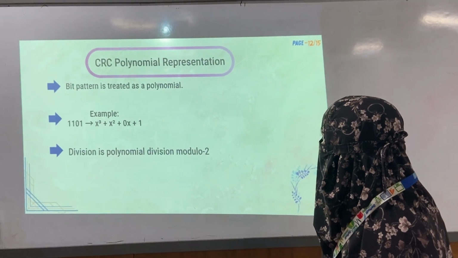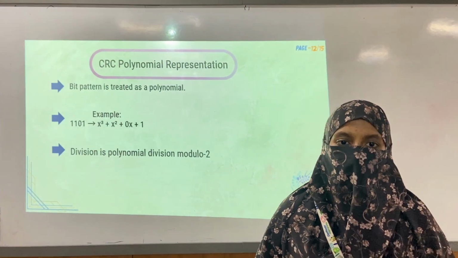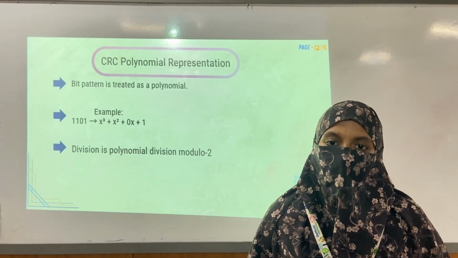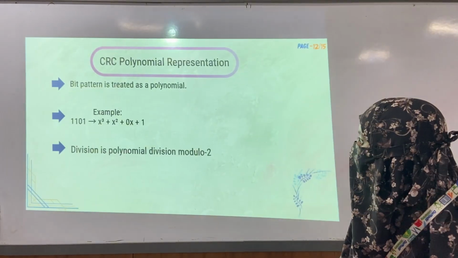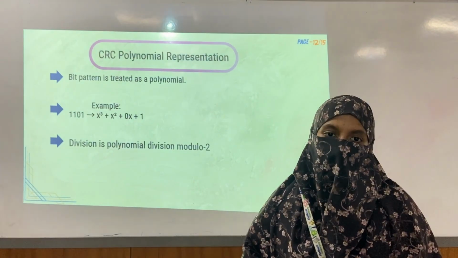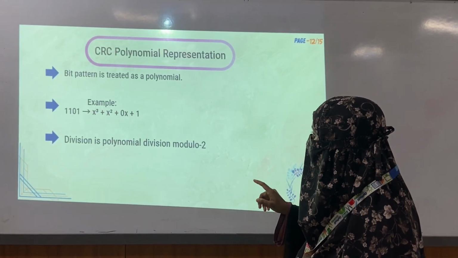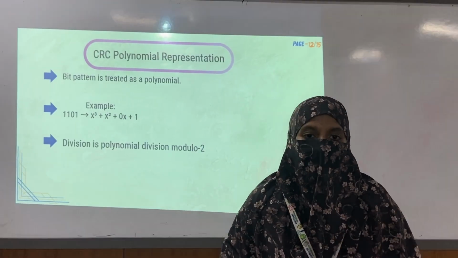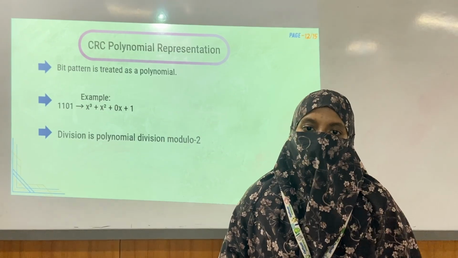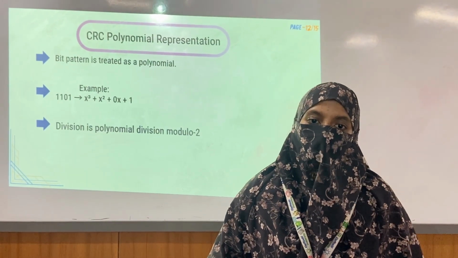CRC polynomial representation. CRC works with bits, but we can also think about these bits as polynomials. For example, if we have 1101, we can write it as x cubed plus x squared plus 0x plus 1. CRC uses a special type of division called polynomial division, which basically means we divide without any carry or borrow.